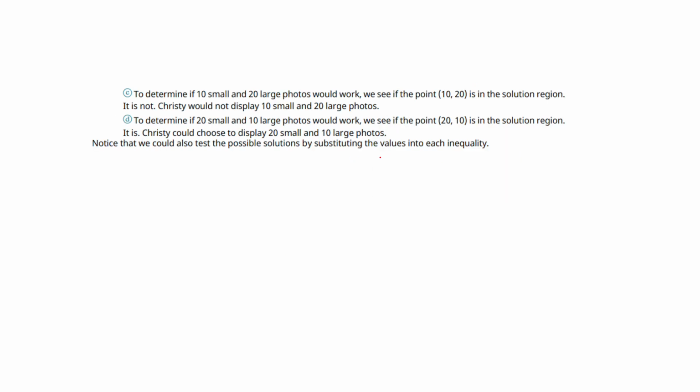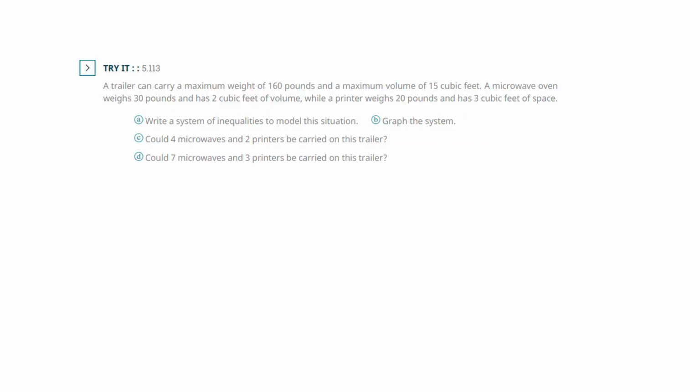It is a possibility. Now, if you didn't have the picture, or your graph wasn't good enough, you could just plug these points into both equations, and it has to make both of them true to be a solution to the system. Okay, so let's try again. Now, I don't have the graph up here. I should have copied and pasted one.